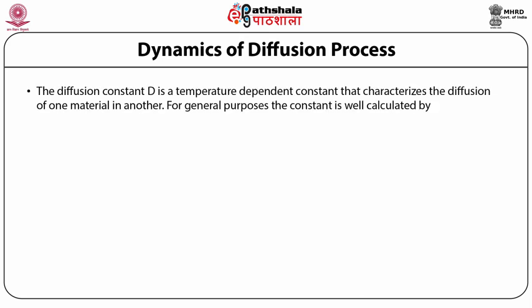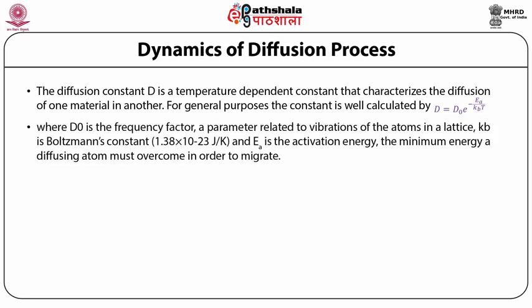So the diffusion constant D is a temperature dependent constant that characterizes the diffusion of one material into another. For general purposes, the constant is well calculated by D equal to D0 e to the power minus EA by kBT, where D0 is the frequency factor, a parameter related to the vibrations of atoms in the lattice, kB is the Boltzmann constant, and EA is the activation energy, which is the minimum energy a diffusing atom must overcome in order to migrate.